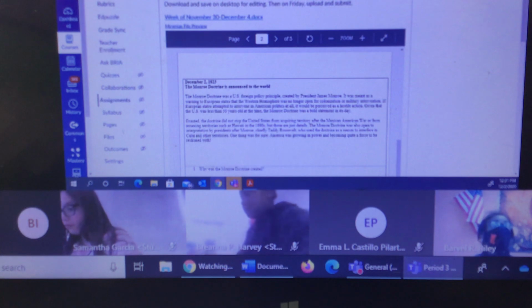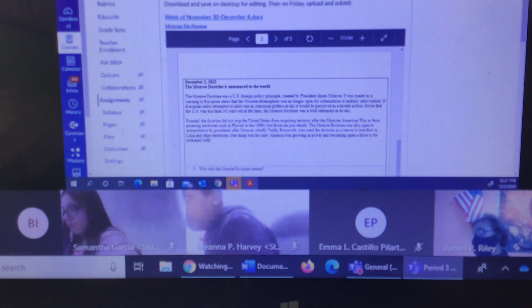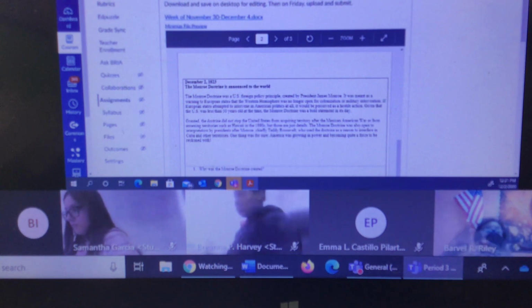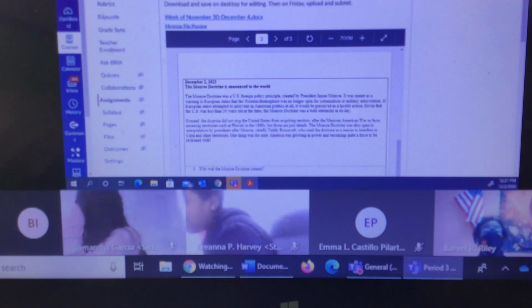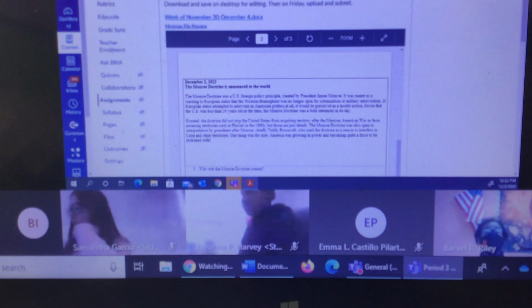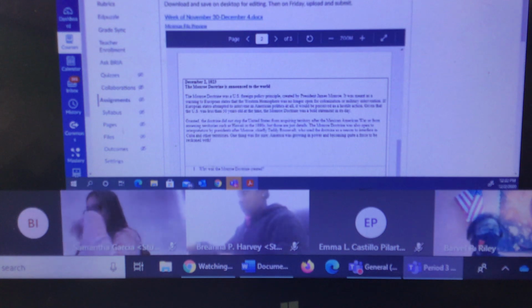Which one? Number 2? Number 2 says, how does the Monroe Doctrine connect to nationalism? Nationalism means on a broader scale. In other words, based on when it was created, what happened is that they were able to claim land. So look at it in that light and see what you can find.